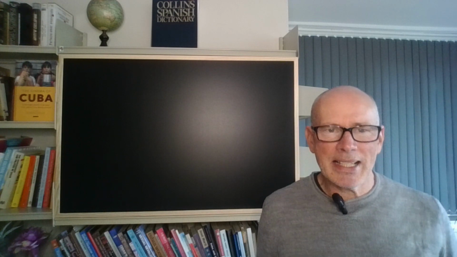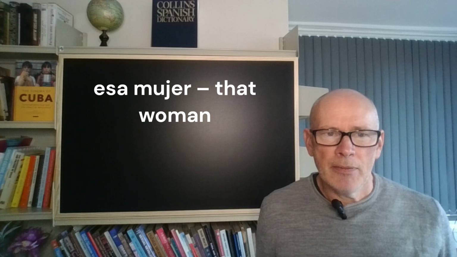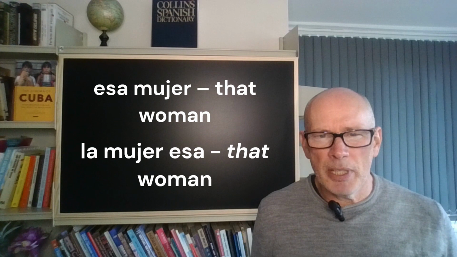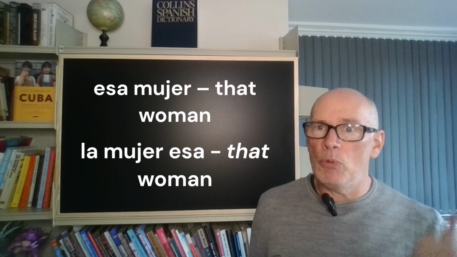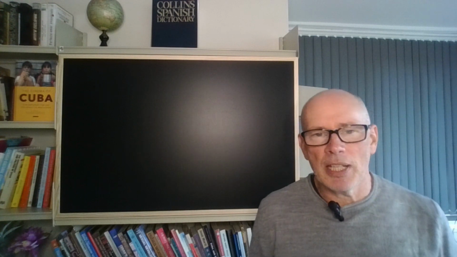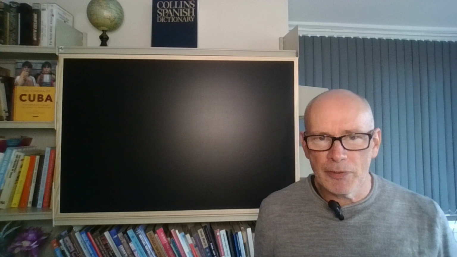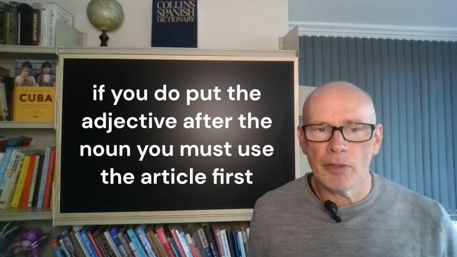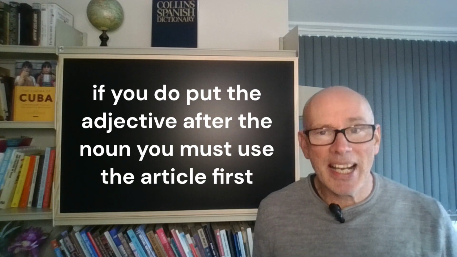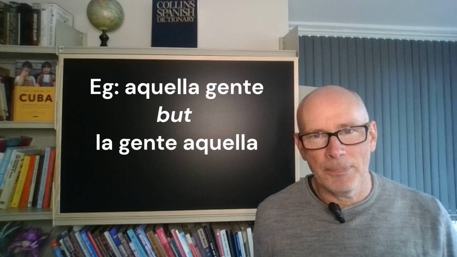If you say esa mujer, you're simply saying that woman. If you say la mujer esa, that sounds like you are being critical of her, that woman. So be careful if using it that way in spoken language. But if you do put the adjective after the noun, you must use the article first. So you can say aquella gente, but you have to say la gente aquella.